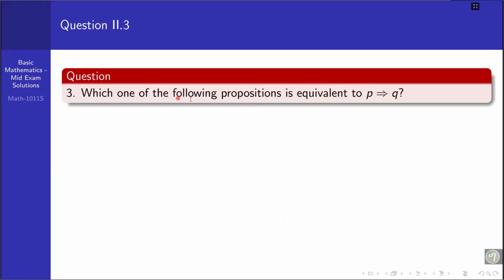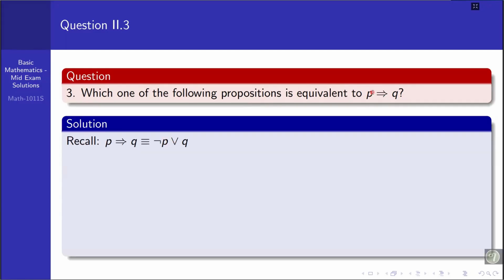Question number 3. Which of the following propositions is equivalent to P implies Q? We are given a logical implication P implies Q, and we are asked to select which alternative is equivalent to it. The first thing that we can observe here is that P implies Q is equivalent to the negation of P or Q.